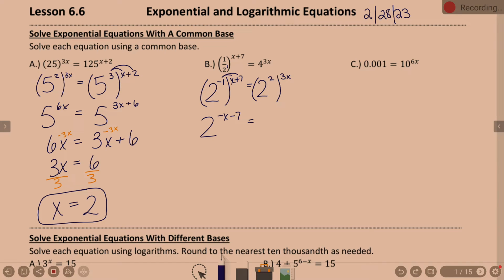On the right, 2 to the second raised to 3x, we're going to multiply. So 2 to the 6x. If my bases are the same, we can drop the bases and set the powers equal to each other. So negative x minus 7 equals 6x. How would you like to solve?